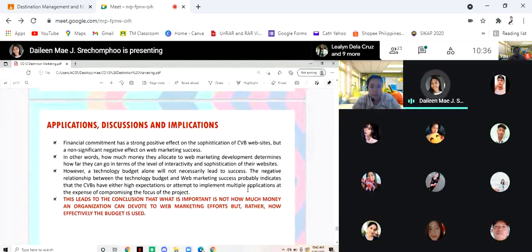Financial commitment has a strong positive effect on the sophistication of CBB's website, but a non-significant negative effect on web marketing success. In other words, how much money they allocate to web marketing determines how far they can go in terms of level of interactivity and sophistication of their website.